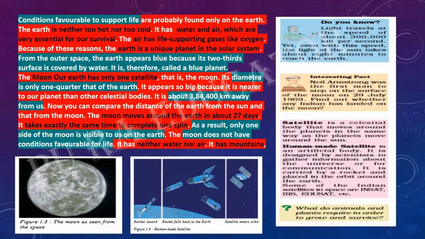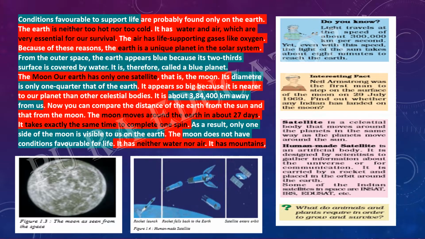A satellite is a celestial body that moves around the planets. But there are human-made satellites also. They are designed by scientists to gather information about the universe or for communication. Such satellites are INSAT, IRS, EDUSAT, etc. Now we'll see the other facts in the upcoming slides.